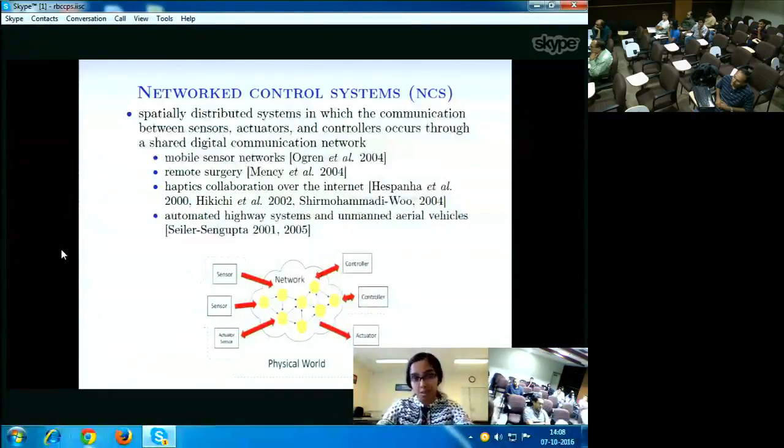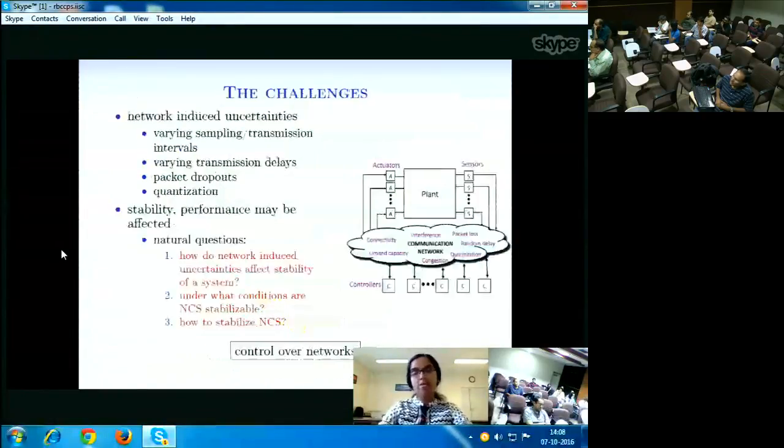Now, with all these nice features, what we cannot avoid are the network-induced uncertainties. For example, data losses. Now, data packets may be dropped while they are in transit through the network. So this can be caused because of various reasons. For example, there could be transmission errors at the physical network links, which is of course more common for wireless networks compared to wired networks.